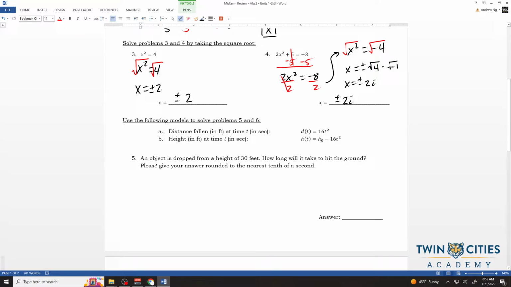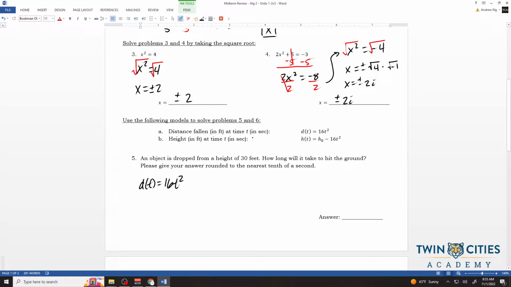So for number 5, it says an object is dropped from a height of 30 feet. How long will it take to hit the ground? Okay, pause there. It's going to hit the ground. So my general rule of thumb again is to use model A. I'm going to write that down here. d of t equals 16t squared. Then it says, please give your answer rounded to the nearest tenth of a second.